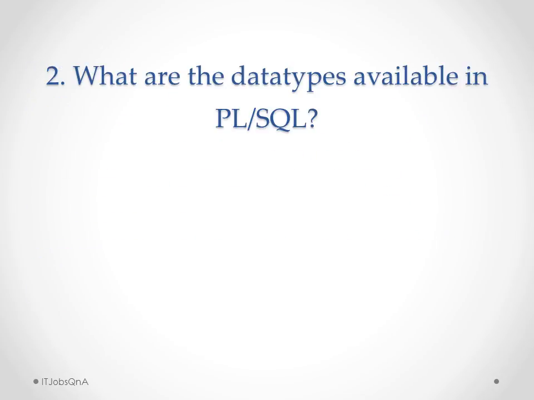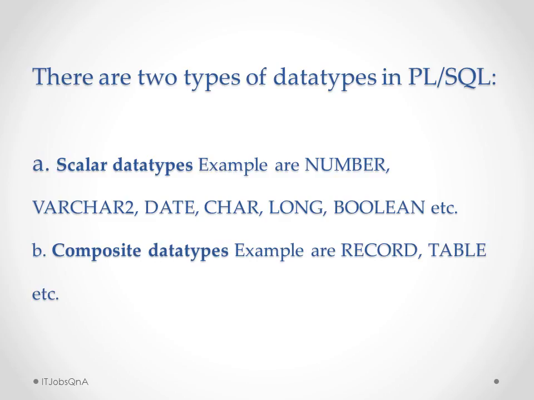Now, what are the data types available in PL/SQL? The answer is there are two types of data types in PL/SQL. The first one is called scalar data type. Examples are number, varchar2, date, char, long, boolean, etc. Whereas the second type is called composite data type, and the examples are record, table, etc.